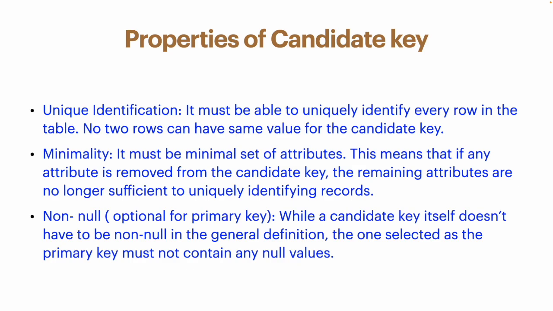Non-null is required for a primary key, while a candidate key itself does not have to be non-null in the general definition. The one selected as a primary key must not contain any null value. This is very important. Whenever you are selecting a candidate key as a primary key, you need to make sure that it is not null. We'll talk about null in detail in the next video, because null is a very important concept in our database world.